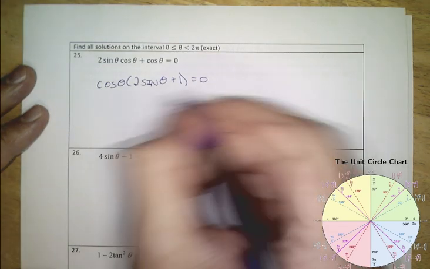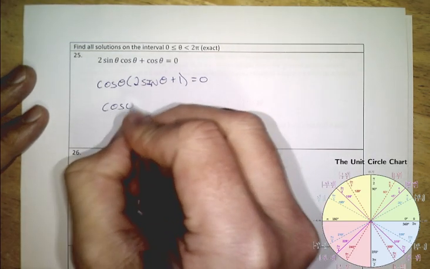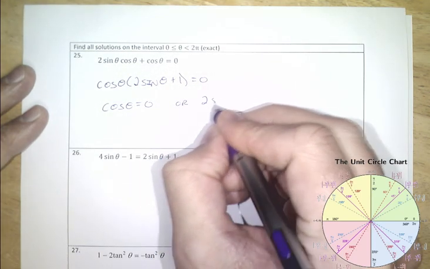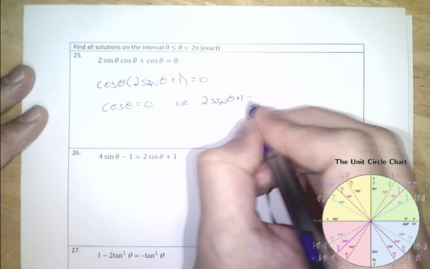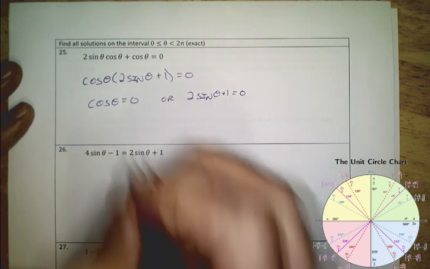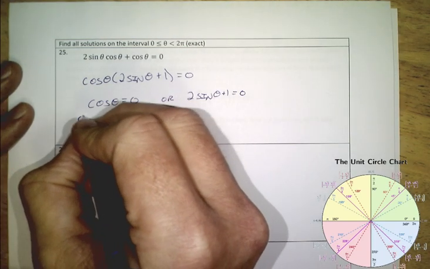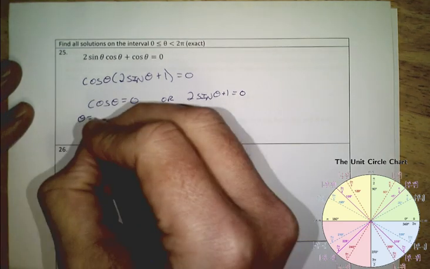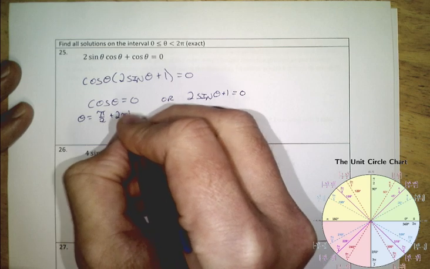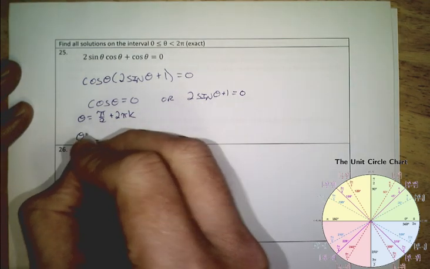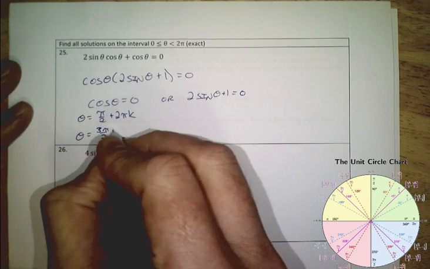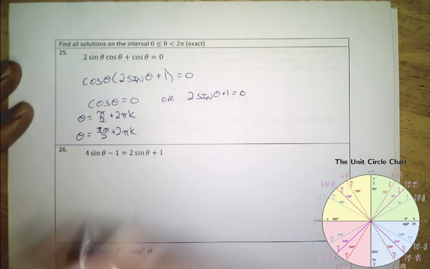And so since I have two things multiplied together equals 0, either cosine theta is equal to 0 or 2 sine theta plus 1 is equal to 0. So do inverse cosine of both sides, and we get theta is equal to pi over 2 plus 2 pi k, and theta is equal to 3 pi over 2 plus 2 pi k.